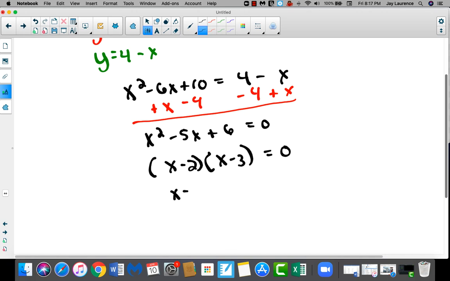Okay, so x is going to equal 2, or x is going to equal 3. And again, to figure out the y values, I'm just going to use that linear equation. I'll put 2 in there, and y is going to equal 2. I put 3 in there, y is going to equal 1. You can check these on Desmos. Okay, it's pretty simple stuff. It's just taking something you already know and taking it a little bit deeper.